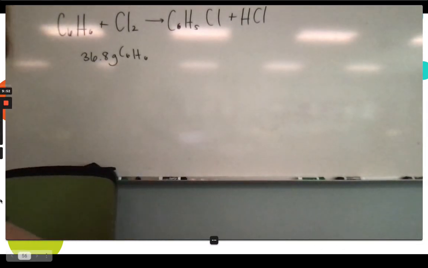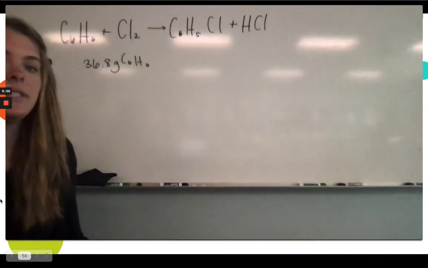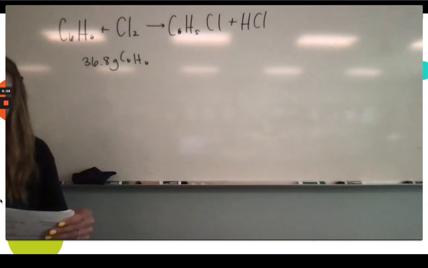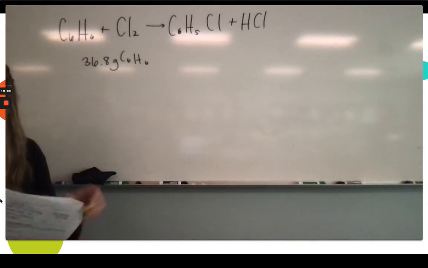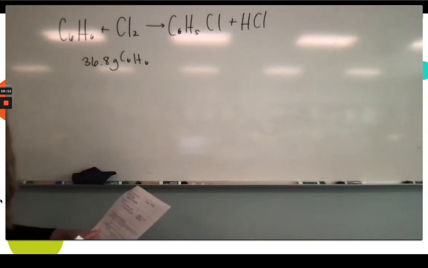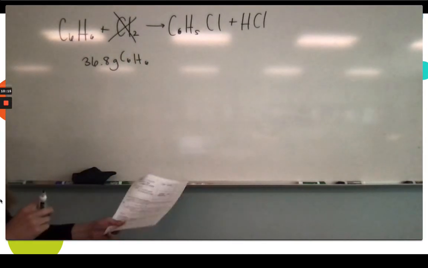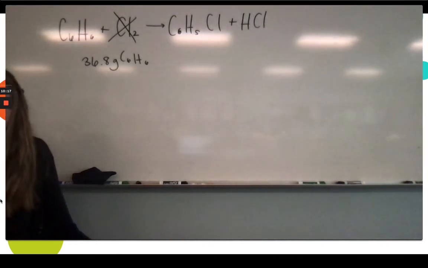Okay, so when solving this problem, I have our formula up on the board. Remember, our first step is always to make sure this equation is balanced, and in this case, this equation is balanced. This equation gives us a couple different things in the problem. It tells us 36.8 grams of C6H6 are reacting in excess Cl2. When it says excess Cl2, we're going to ignore the Cl2 because it doesn't matter. It's telling us there's enough of it, so we don't need to pay any attention to it.